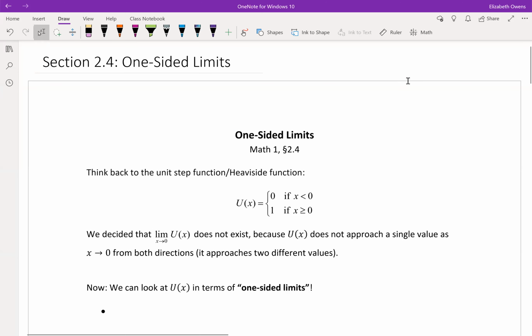Hello, everybody, and welcome to section 2.4, one-sided limits. So let's get started with this.